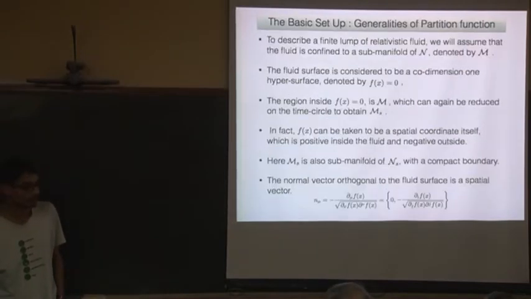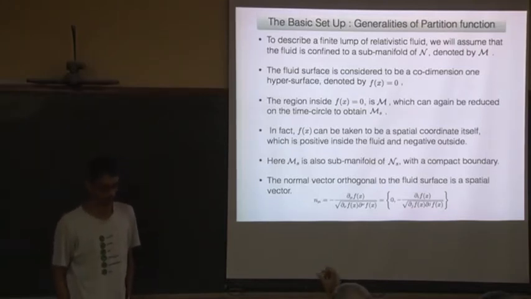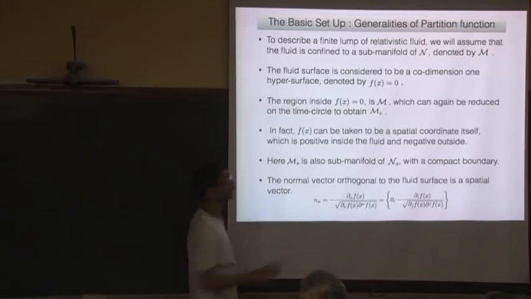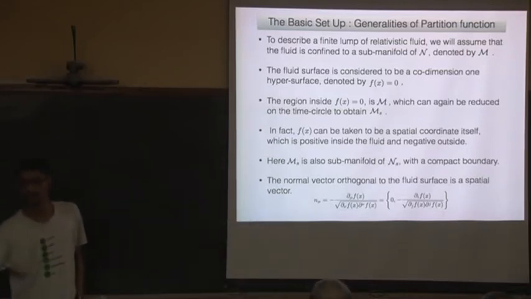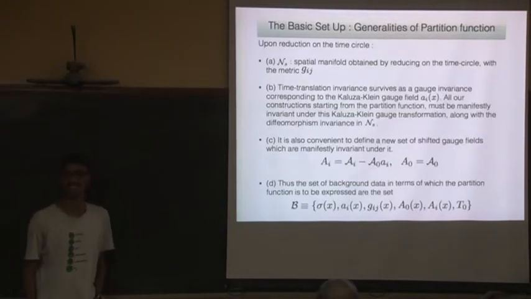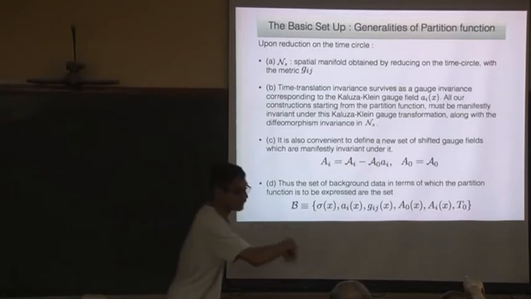In other words, under t goes to t plus time reparameterization, epsilon X, then A_i also changes. So there is a compensating thing between these. And t naught was what? That is the time circle, the asymptotic size of the time circle. Right.